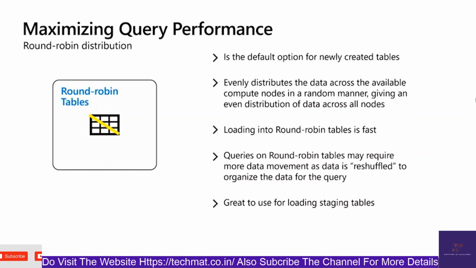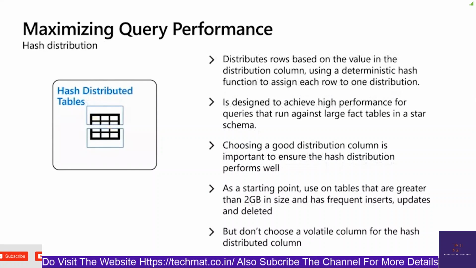Typically, the use case for round-robin tables is either where you don't know or cannot define as of now the proper hash key, for example, or for staging tables where you need to load the data very fast and then process it and write it to different tables with a different distribution style. Another distribution style is hash distribution.